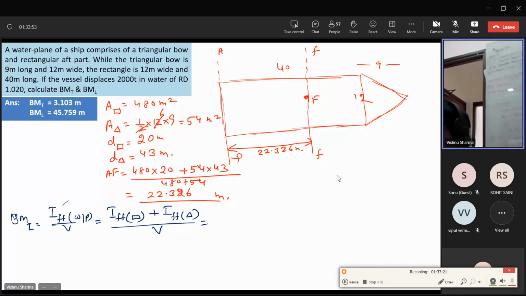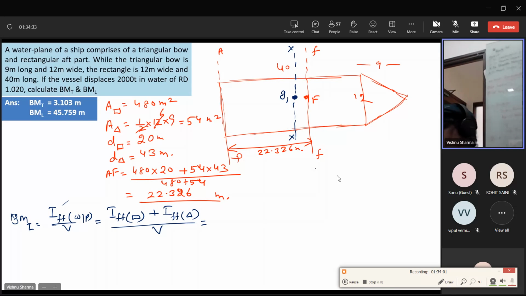Now I'm asking you simple questions, guys. Is FF passing through the centroid of the rectangle? No, sir. Where will be the centroid of the rectangle? It will be somewhere here, maybe at 20 meters, G1, correct? Let me draw a parallel axis through this, and call it XX. So FF is not a standard axis for the rectangle, so I'll have to use the theorem of parallel axis.